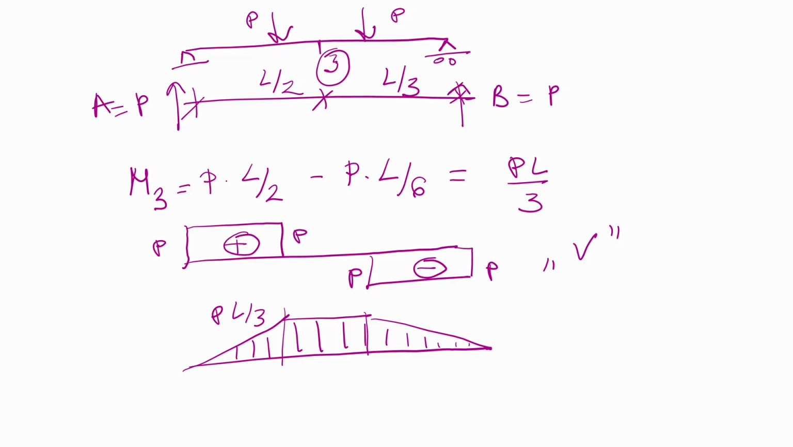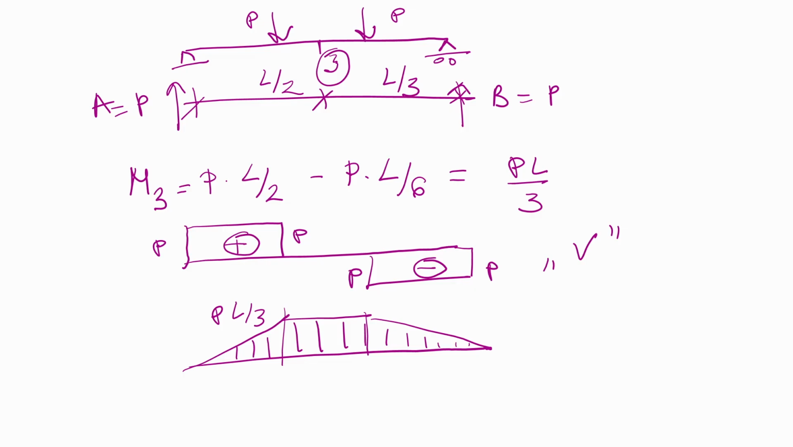From the other side, we have the same. At point B, we said that we have a negative shear, minus P, and we have at point 2 right again minus P. That is the only thing which you see from the other side, and behind the force we have 0. So your shear diagram will be something like this.